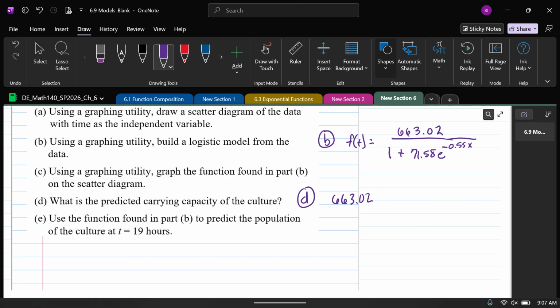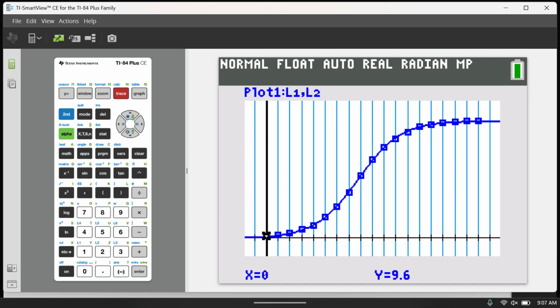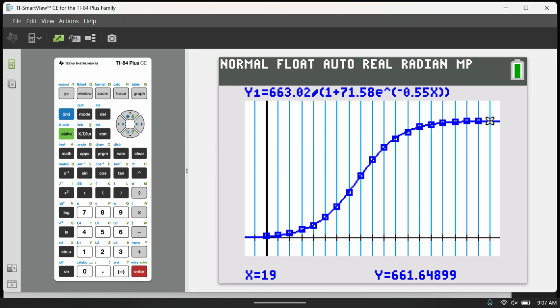That's the biomass, so I'm going to assume it's in grams. If the function is found in part B, use it to predict the population of the culture in 19 hours. So I'm just plugging in 19. On my calculator, I'm going to hit trace, press the down arrow to get onto my equation, and type 19. 661.65.